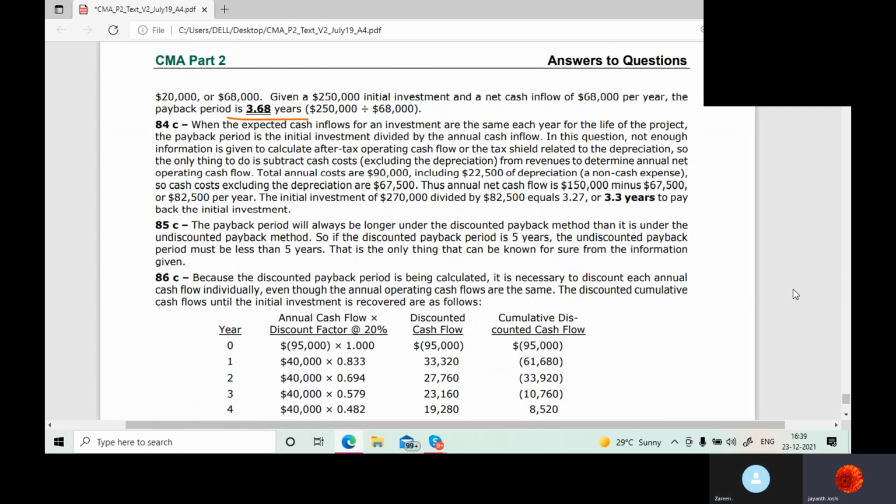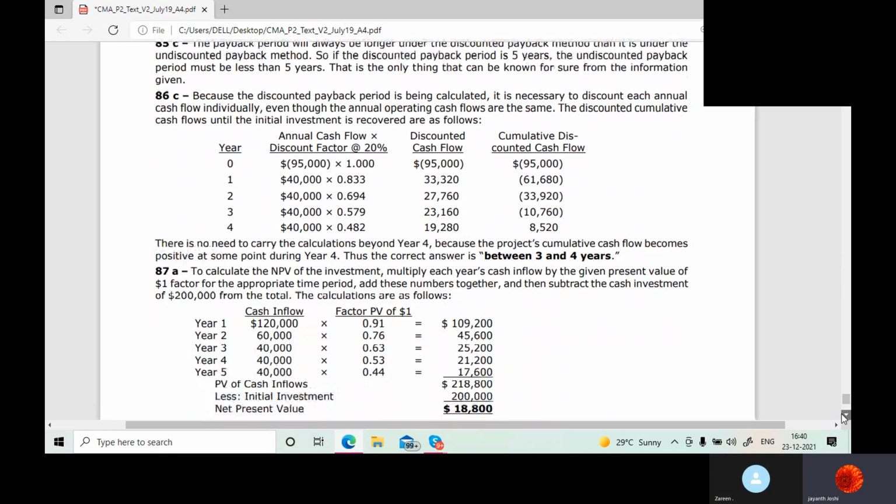So we need to do the 67,500 exclusion. So what is the annual cost? 90,000, correct? Yes, sir. Okay, so we should exclude that then. So it would be 90,000 minus 22,500, 67,500. 150,000 minus 67,500 is 82,500. So now 270 divided by 82,500. So 3.2 years, 3.3 years approximately, correct? Yes, 3.3 years. Done.